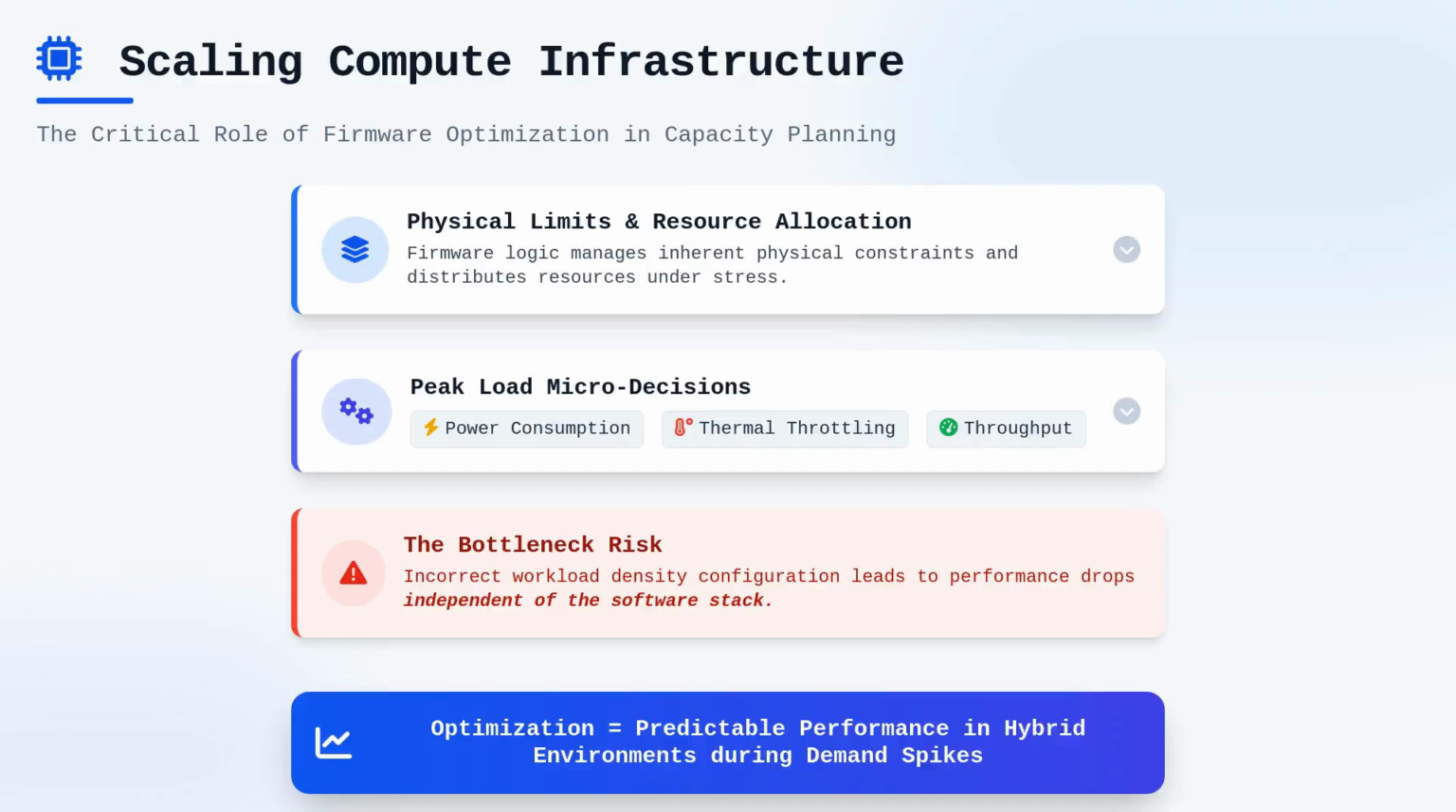Therefore, optimizing firmware settings is a form of capacity planning that ensures your hardware performs predictably even when demand spikes suddenly across your hybrid environment.